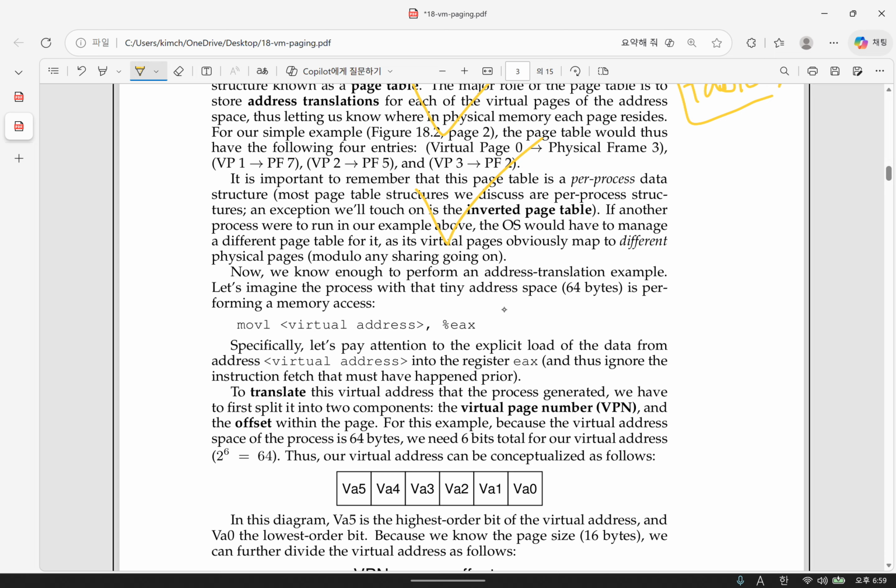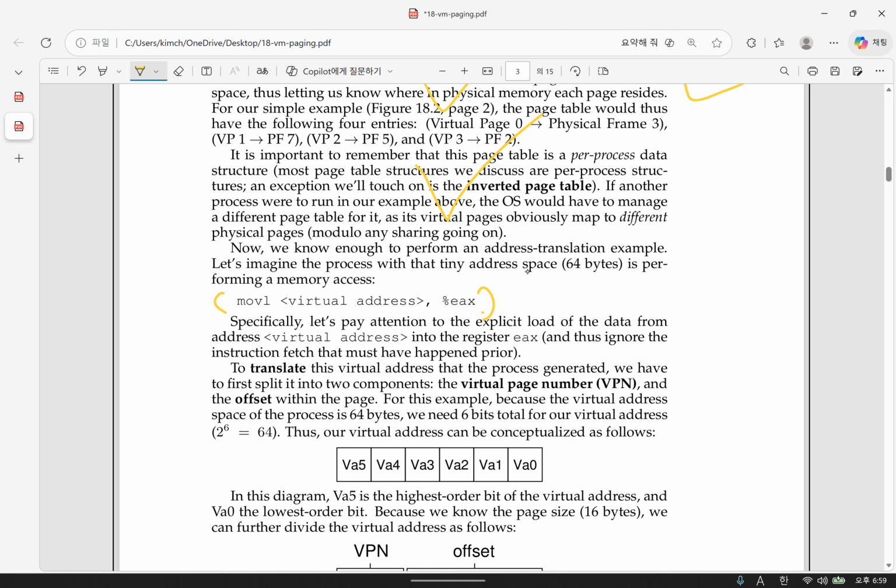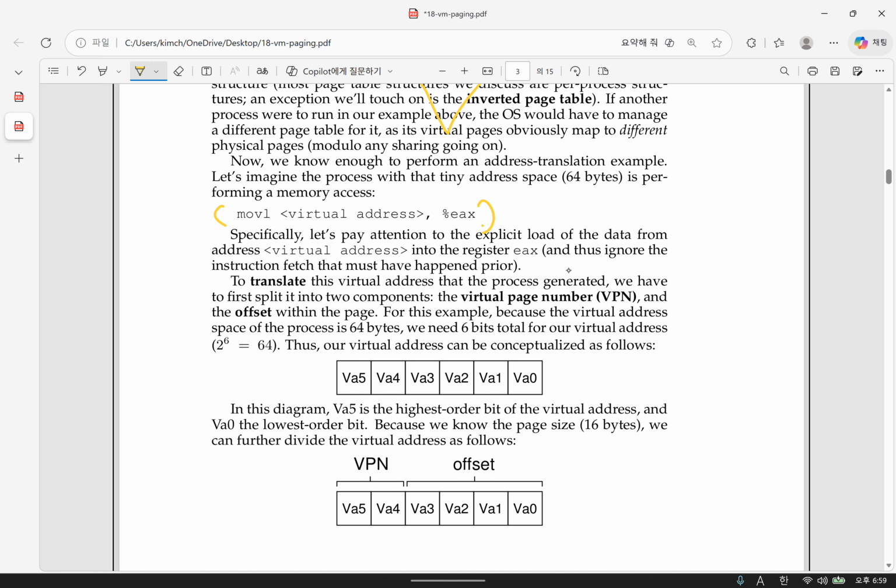Let's imagine the process with the tiny address space is performing a memory access. What this does is load the data from the virtual address into the register EAX. And then we're just going to ignore whatever happened prior to this. We're only going to care about this particular load instruction. To translate this virtual address that the process generated, we have to first split it into two components, the virtual page number and the offset within the page.